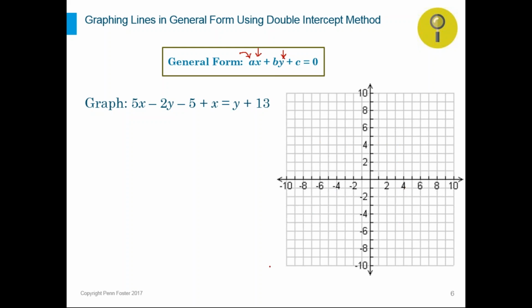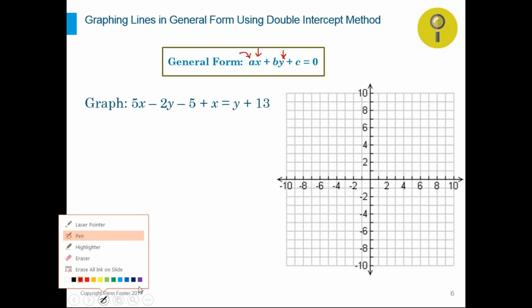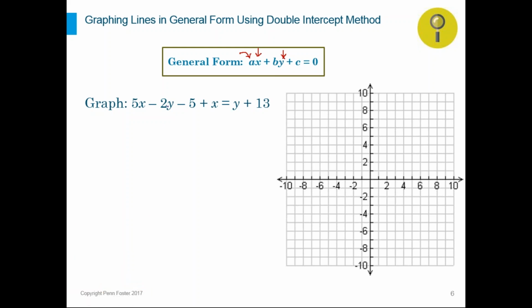Let's do that together then. So you have a long equation, 5x minus 2y minus 5 plus x equals y plus 13. And you're just asked to graph the equation. The first thing I'm going to do is reduce the equation. I see like terms. I see a 5x and I see an x. And we know from Unit 1 that 5x and x are like monomials. We are able to combine them. And I'm going to combine them by adding 5 and 1.